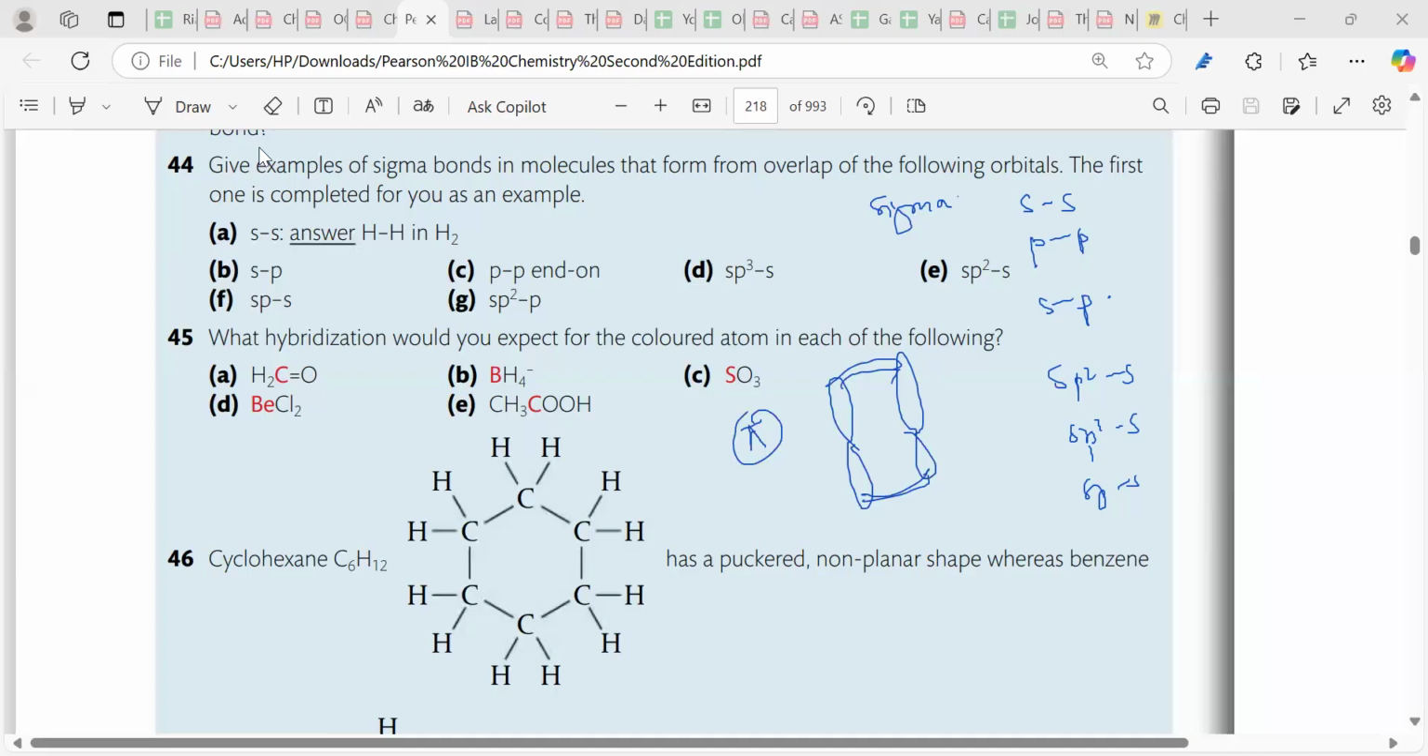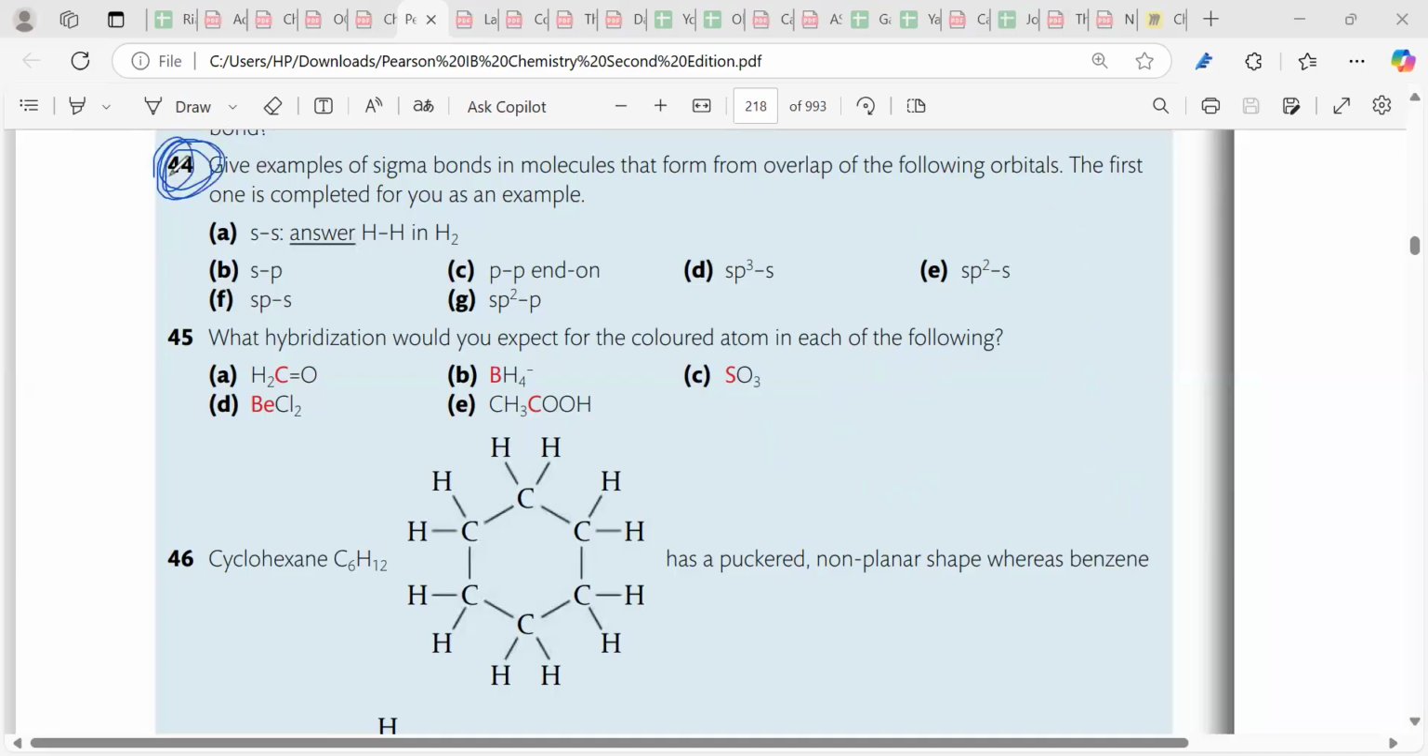Now, can you underline the most important word over here in this question 44? Circle the important word. Sigma. Now tell me: sp, the first one is completed as you saw. Then s and p, hydrogen and chlorine. S and p. This is p and p, fluorine. Got it?